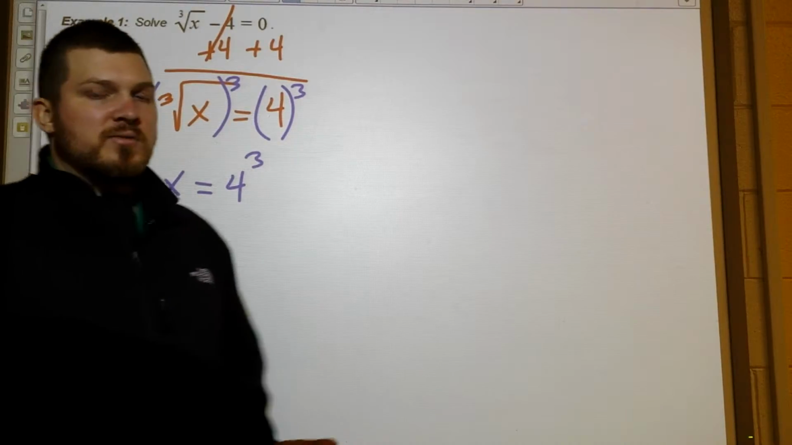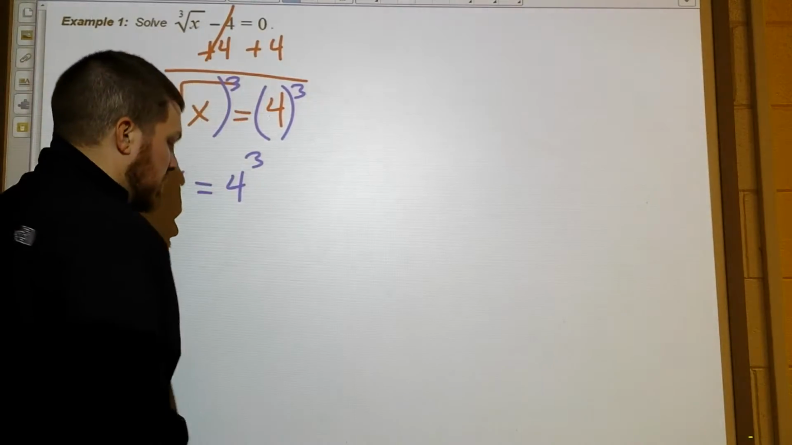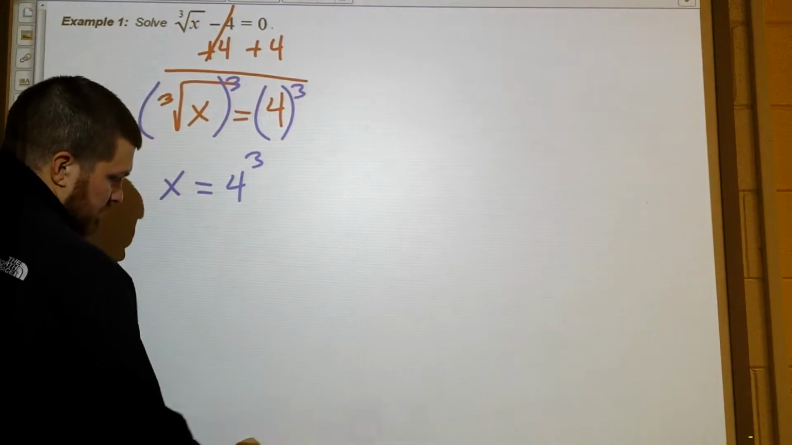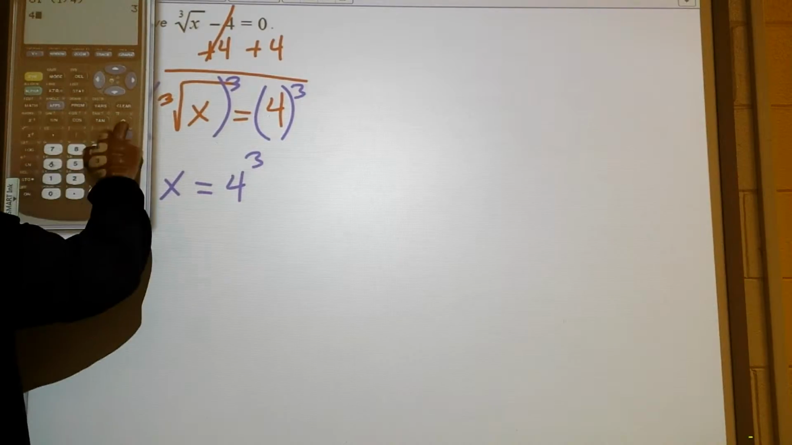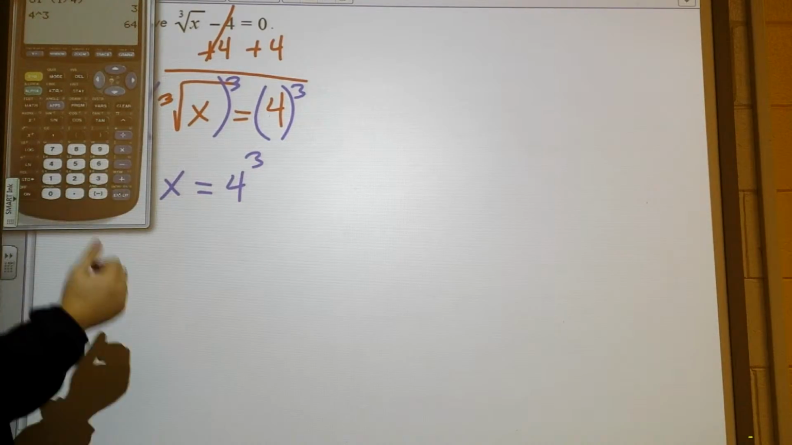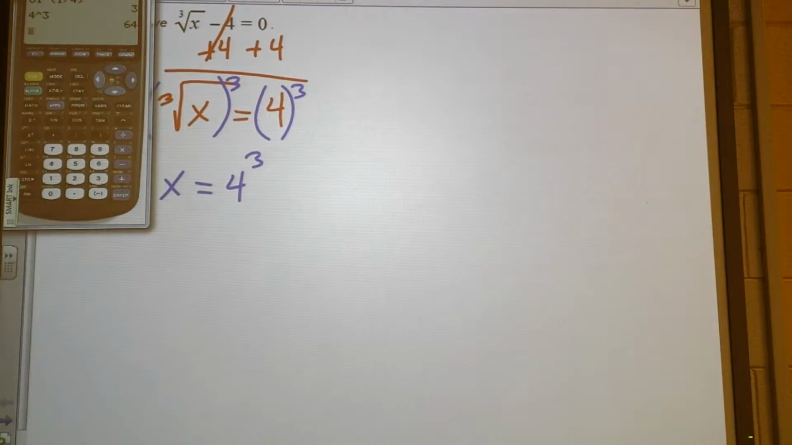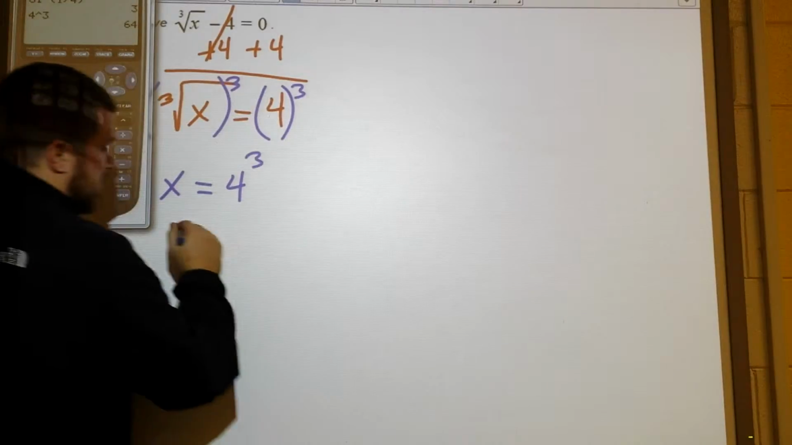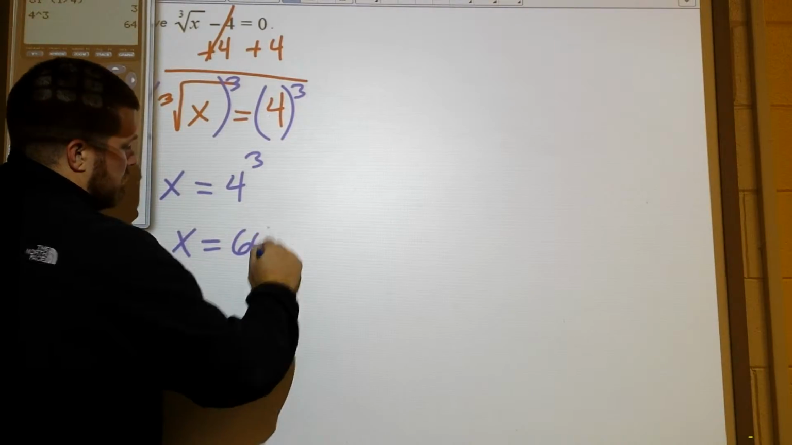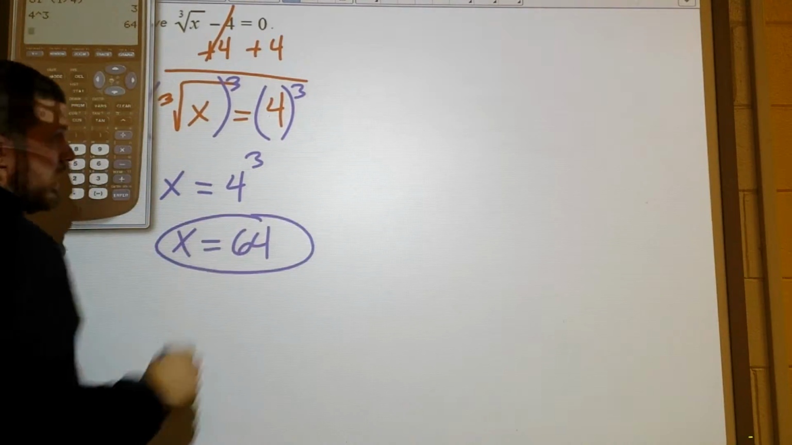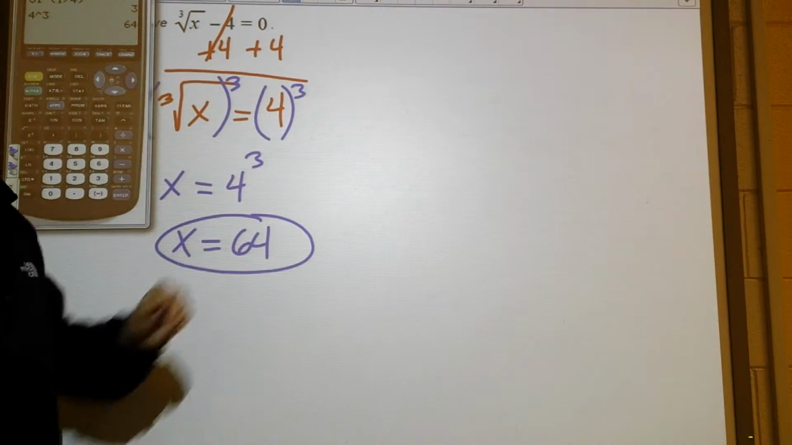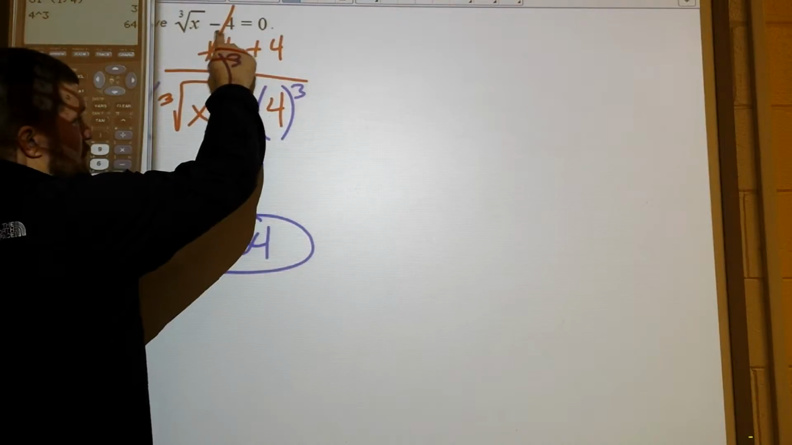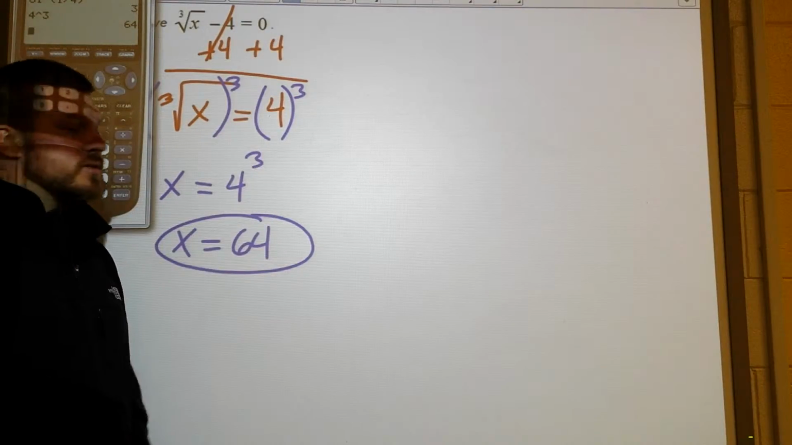I don't know what that is off the top of my head. I think it's 64, but let's double check using a calculator. So 4 to the third power is 64. That means x is equal to 64. You can always double check yourself by plugging your number in everywhere you see an x. In this particular problem, when you plug it in and simplify, you should get 0.